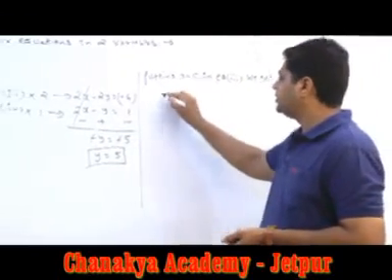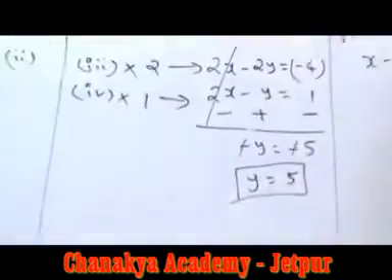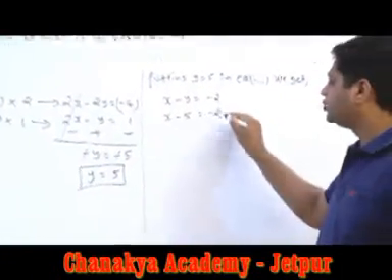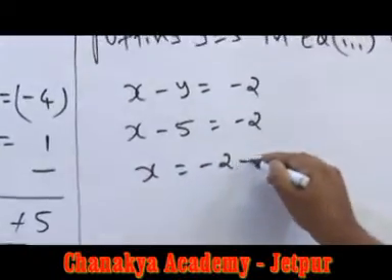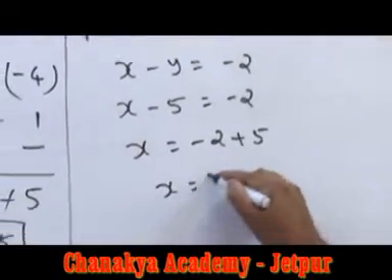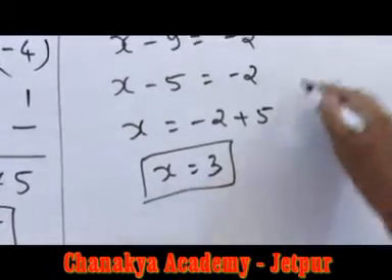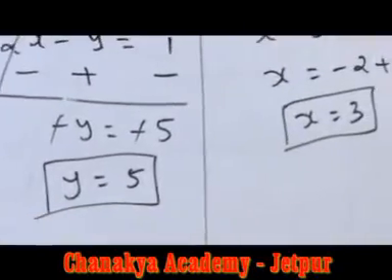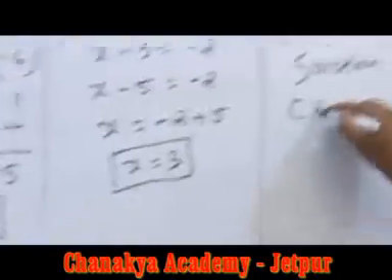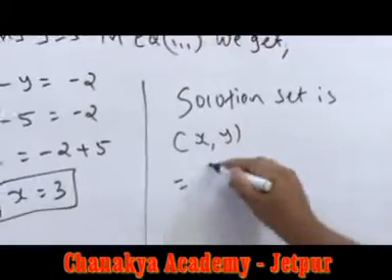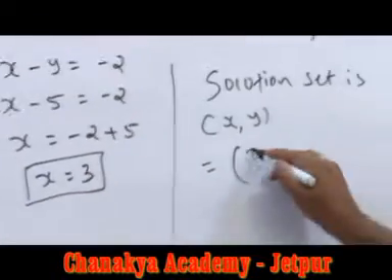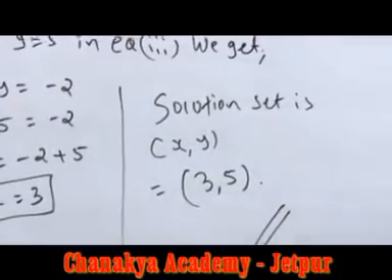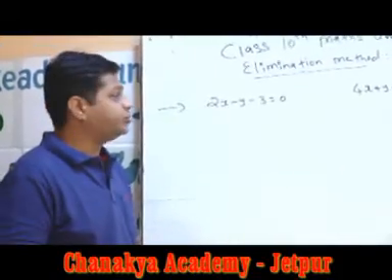our equation number 3 is x - y = -2. x - 5 = -2, x = -2 + 5, x = 3. Okay students, now the solution set is (x, y) = (3, 5). Students, here we get completed. Now students, moving to the next question.